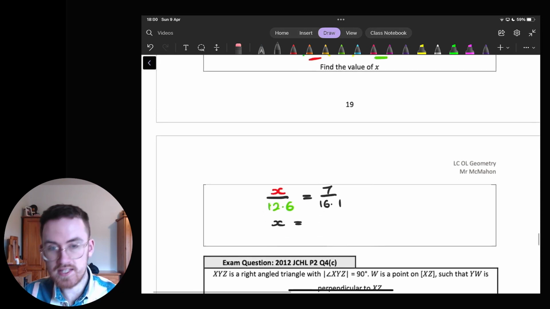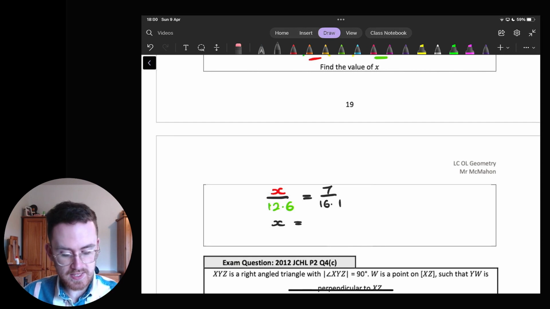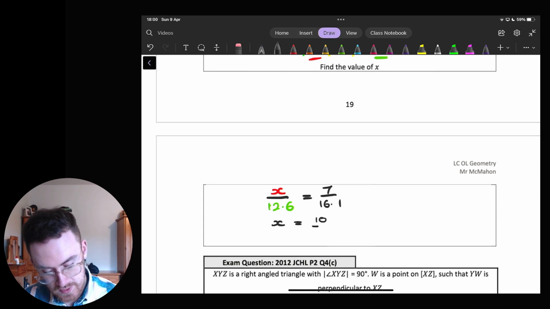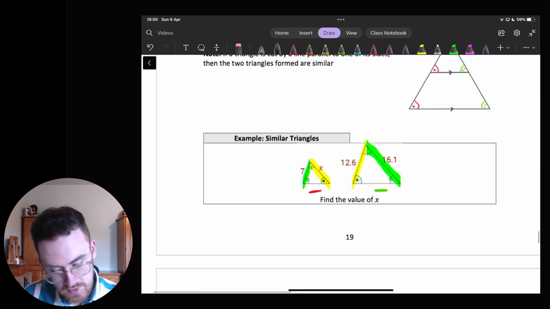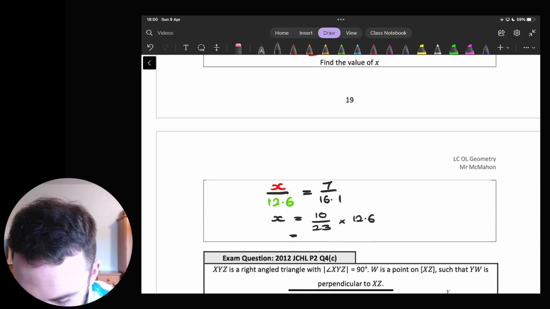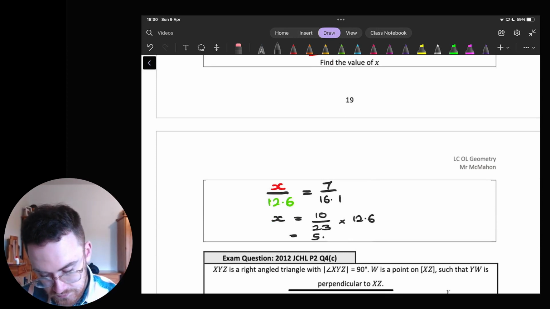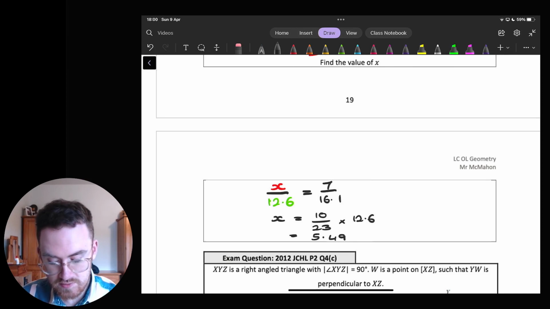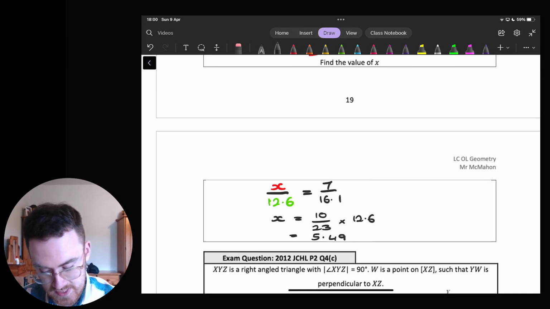And once I have those lined up, I can use my calculator to work out the value of the left-hand side there, and then multiply across by that 12.6. So I get 10 over 23 multiplied by the 12.6. I'll just check I copied those down correctly, 12.6, 16.1. Yeah, so we're going to get a value of 5.49, or we could leave it as a decimal, and that would be perfectly fine.